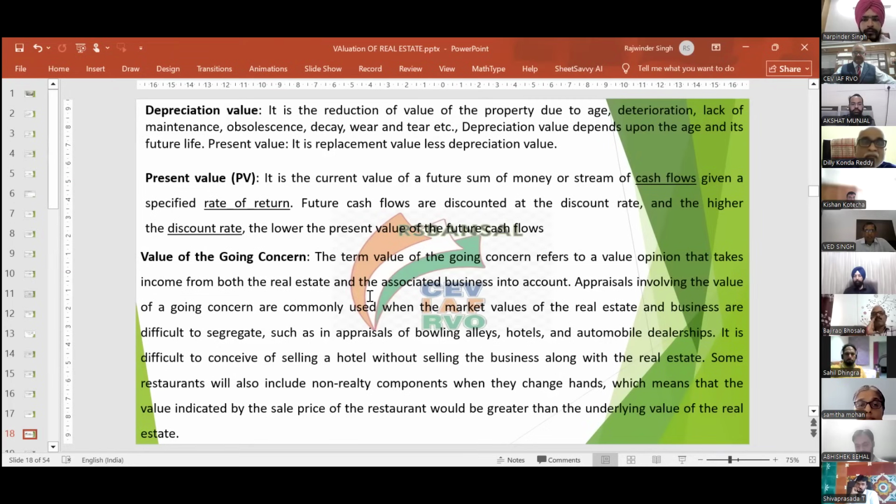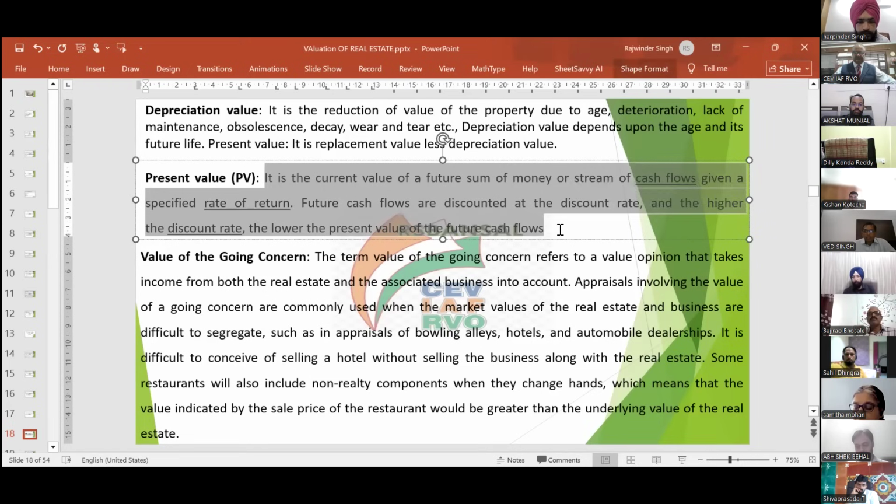So next is, if you are calculating it from cost of construction, and if you are calculating from the income point of view, then depending upon the stream of cash flows at a given rate of return, how it will be calculated, we will do in the coming slides. As of now, you must understand the present value on the basis of cost approach only. On the income approach, we will calculate the present value in the coming slides.